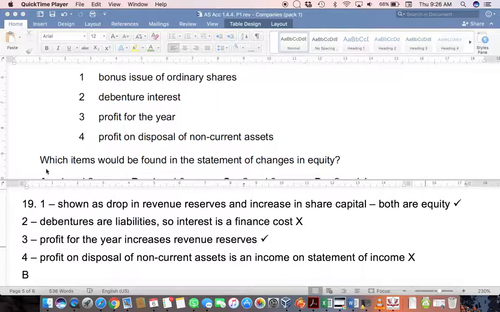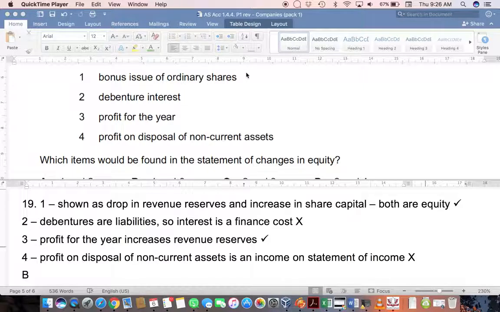The question then asks you which items would be found in the statement of changes in equity. In other words, any equity accounts need to be shown in the statement, and so as soon as any of these is part of equity, we would show it in the statement. So let's look at them one by one.